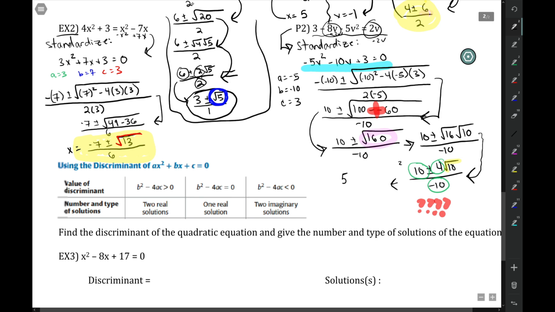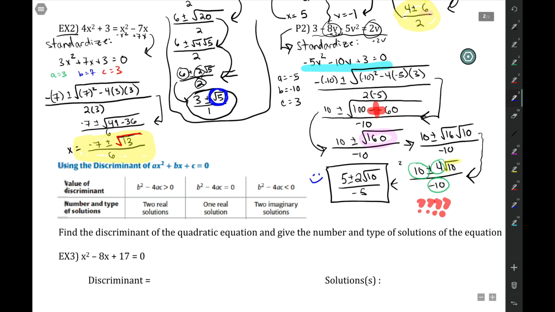So our final answer could be 5 plus or minus 2 roots of 10 all over negative 5. Okay? If you're starting to get these or you're getting bits and pieces, fantastic. That's awesome. Just be sure, again, you can set up the formula. So that's a little more of the extras there.